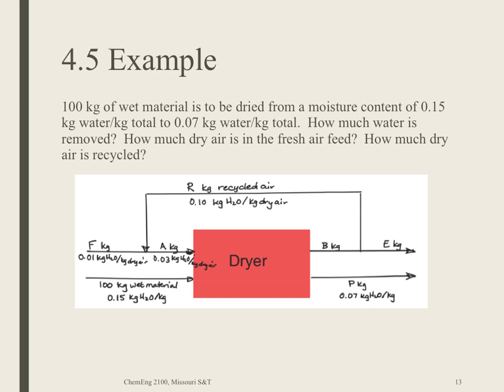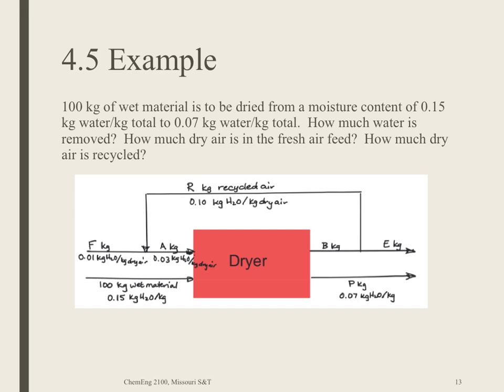this humidity. But for now, as given in this drawing here, we have 100 kilograms of wet material coming in and dried material, which I've labeled as P, coming out. We have air fed to the system, which is F, but it contains 0.01 kilograms of water per kilogram of dry air. Now, F is not dry air, F is moist air. So this is not a mass fraction.